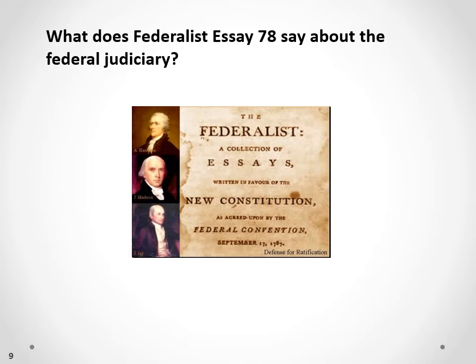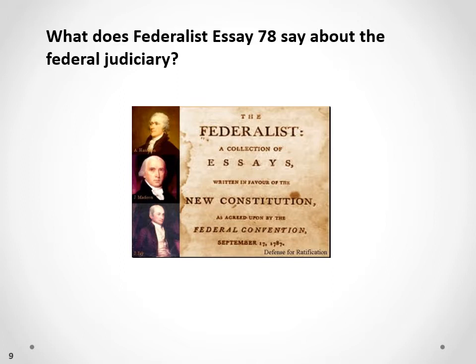Instead, judges hold their offices during good behavior, which means as long as they behave themselves, they can remain judges for life. Now, that's quite a bit of power given to a judge that, number one, they're not answerable to the people, and number two, they don't have terms, they serve for life. So how does Hamilton justify that?